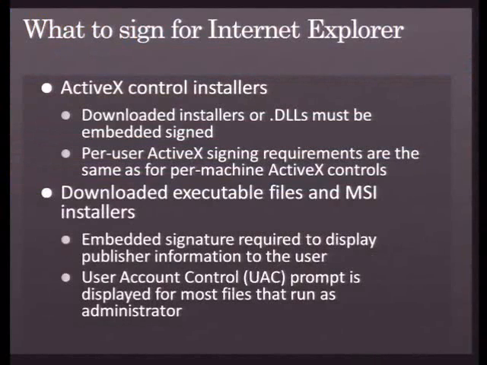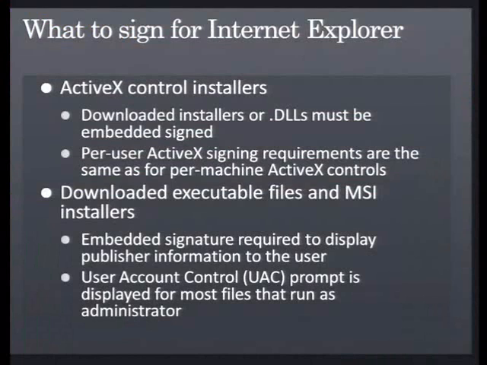So now let's start with Internet Explorer. Internet Explorer only recognizes embedded signatures. ActiveX Control installers must have embedded signatures, otherwise they will not be installed. In Windows 7, Internet Explorer introduced per-user ActiveX controls. These have the same signing requirements as per-machine ActiveX controls.